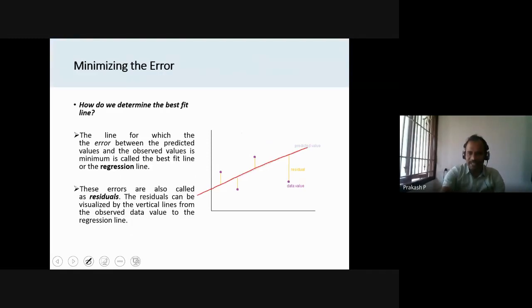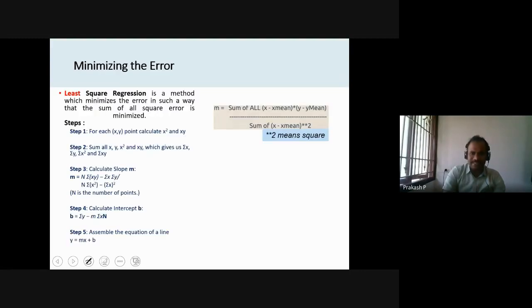This is the predicted value, and this is the actual value. There is a gap, which we call the residual. So our target is to reduce this residual to make the best linear regression. Next, how are we going to minimize that error?